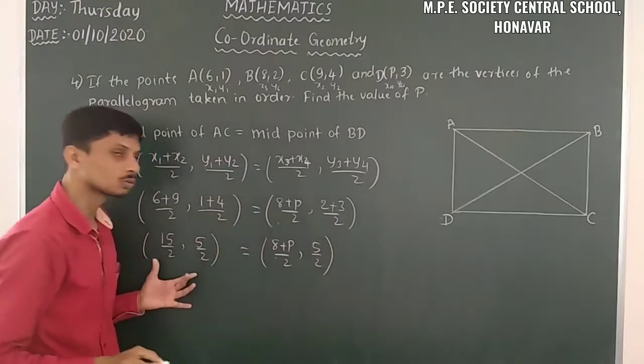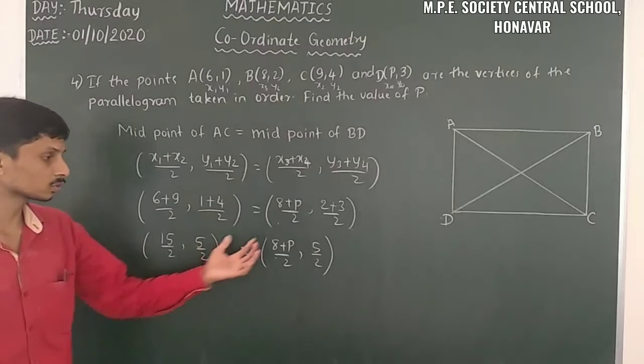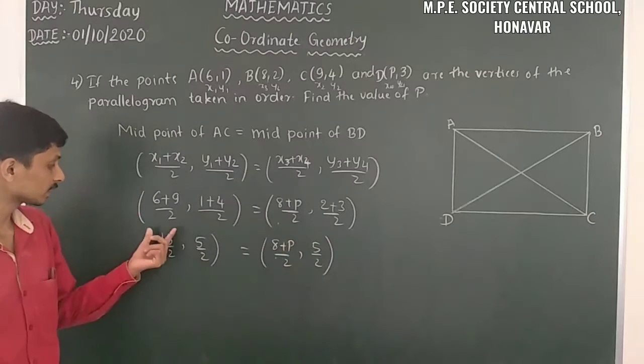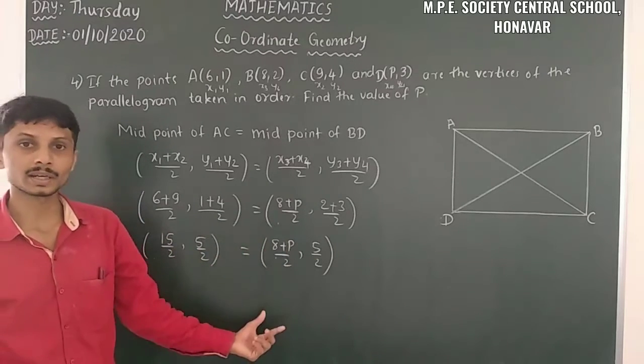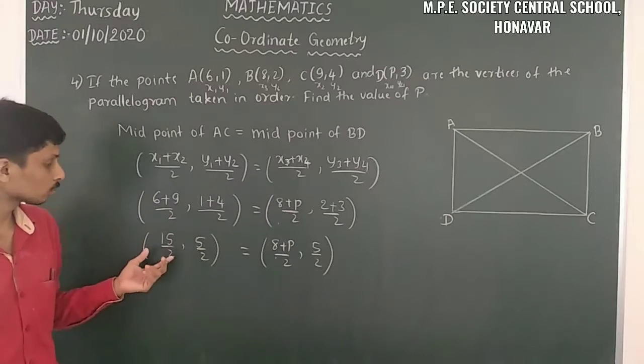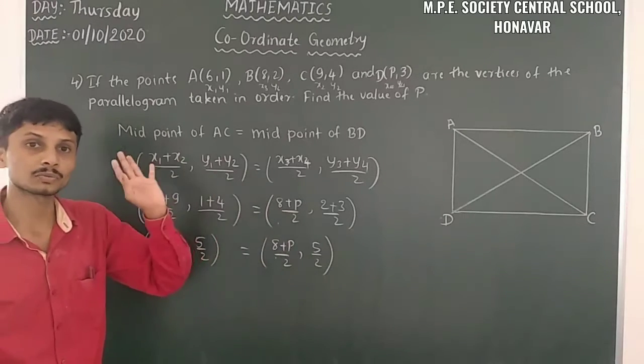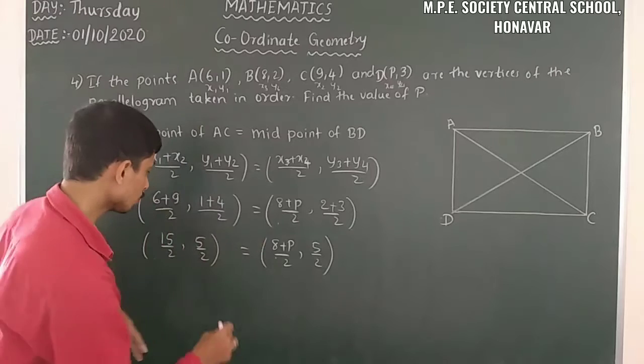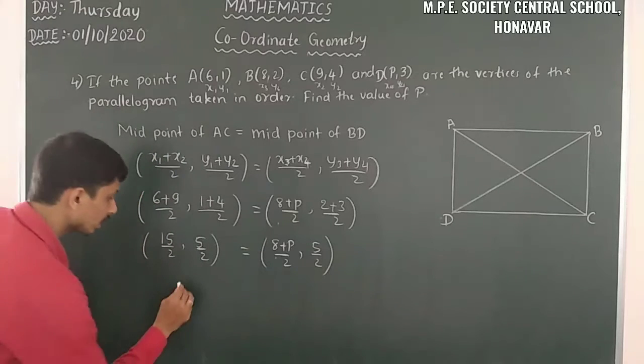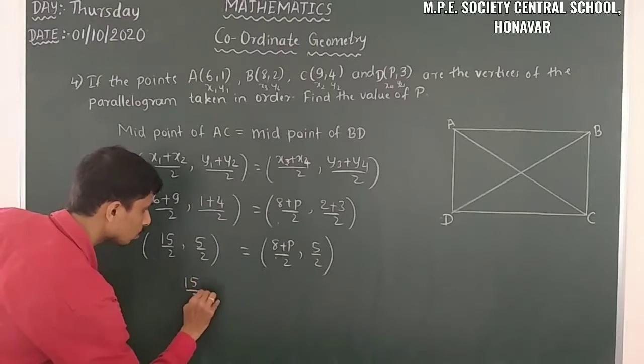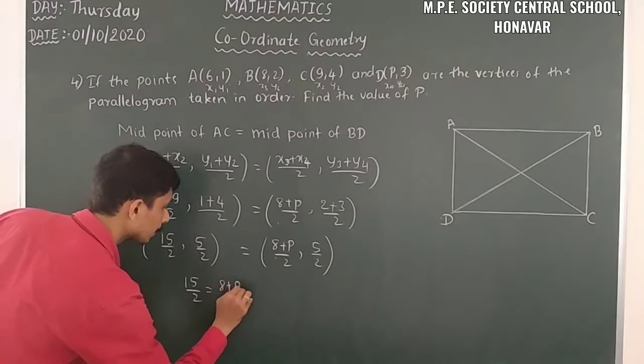So just observe those two coordinates. Here 5 by 2 is common in both. But the thing is, here 15 by 2, here 8 plus p by 2. So let us take those two only, because we have to find out p. From these two we can write 15 by 2 is equal to 8 plus p by 2.